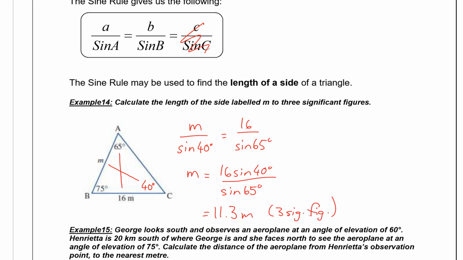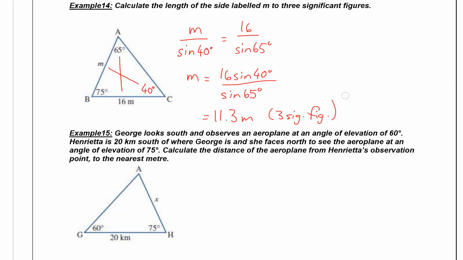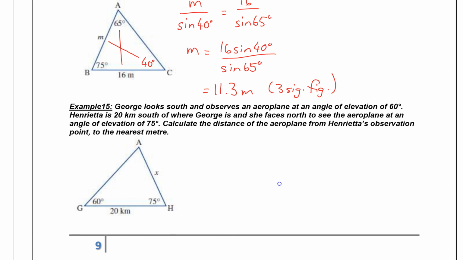Okay, this is nice. We can use trigonometry now without a right angle triangle. There we go. Wonderful. And here is a second example. Now I've got some words. Georgia looks south and observes an aeroplane at an angle of elevation of 60 degrees. So 60 degrees above the horizontal.